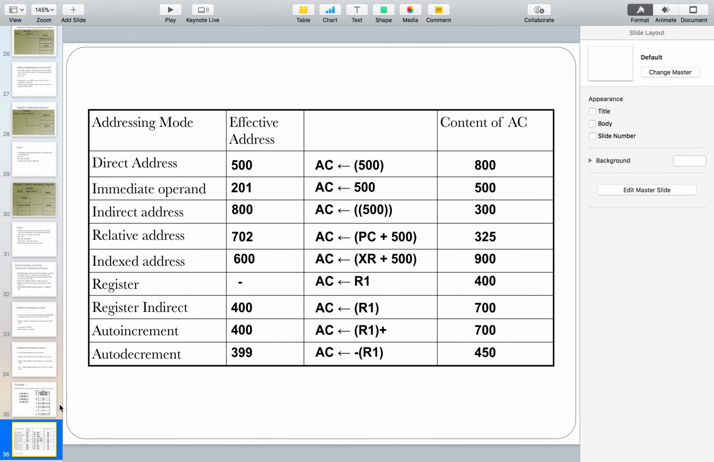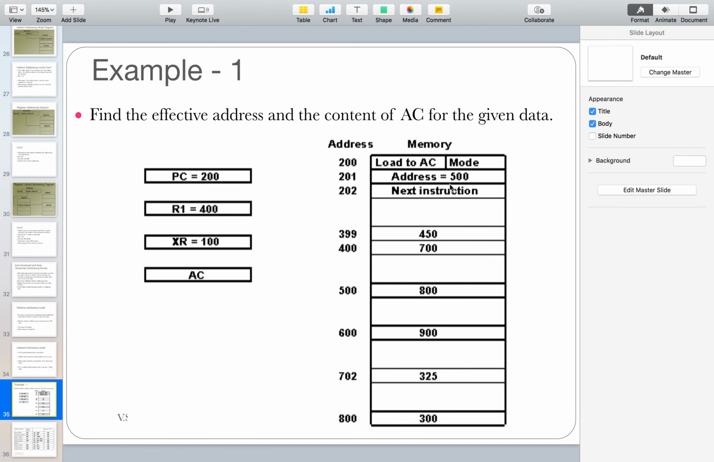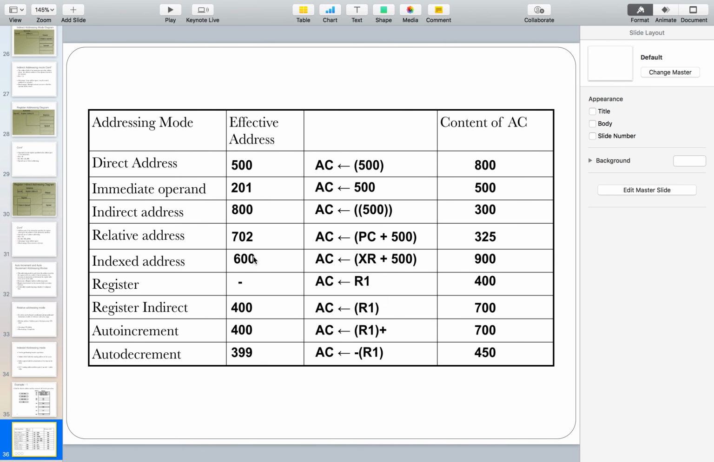Relative address is the value of the program counter plus the initial address value 500. We know what the program counter means: the program counter is the address of the next instruction. So the address of the next instruction is 202. My relative addressing mode will be 500 plus 202, which is 702. So my effective address will be 702 and my effective operand will be 325. Next will be index addressing mode.